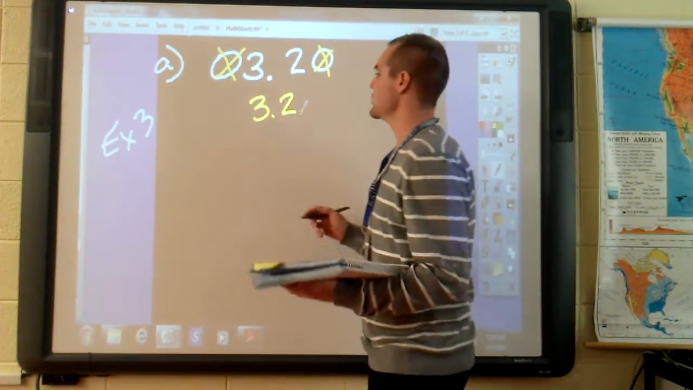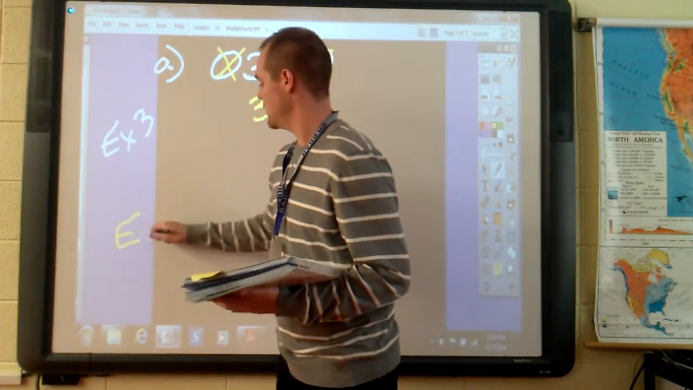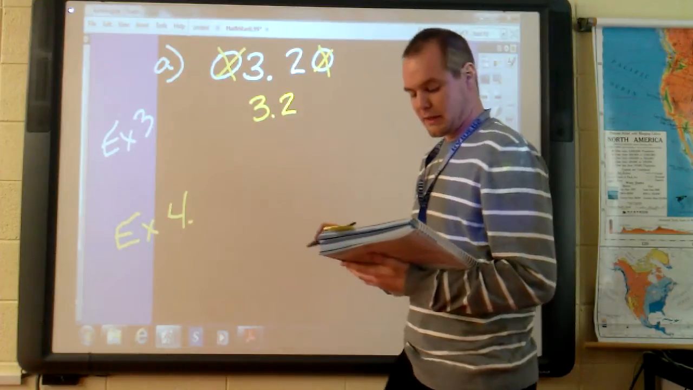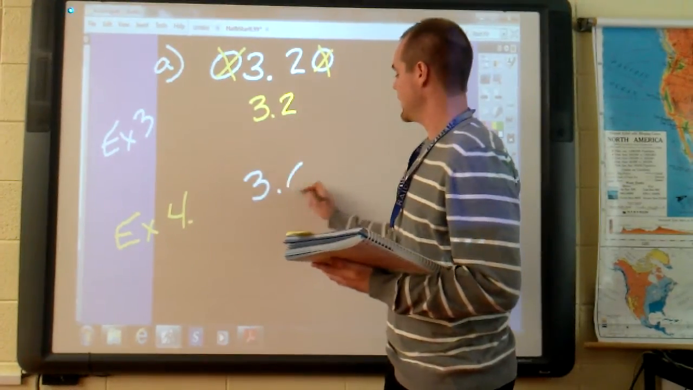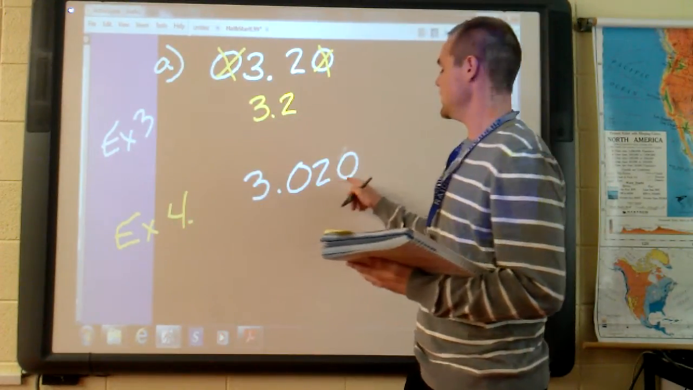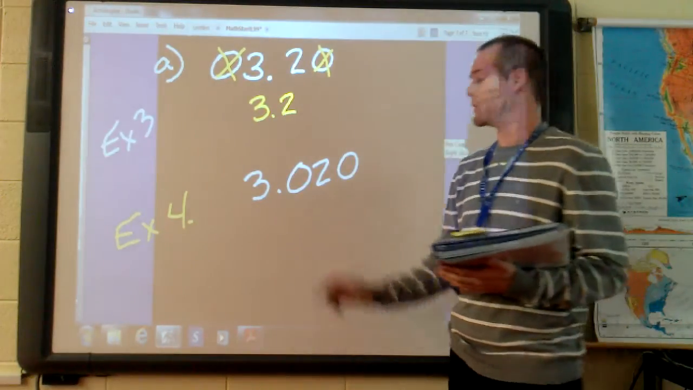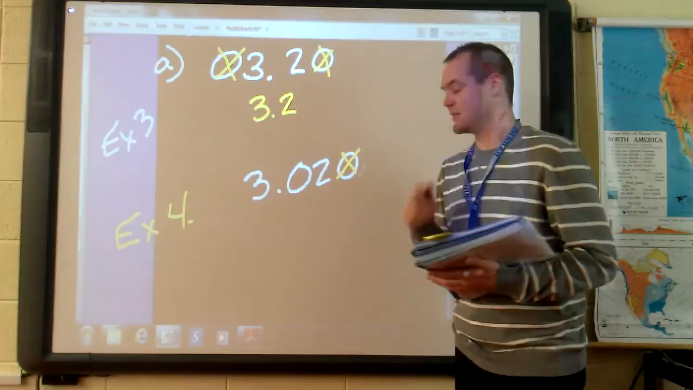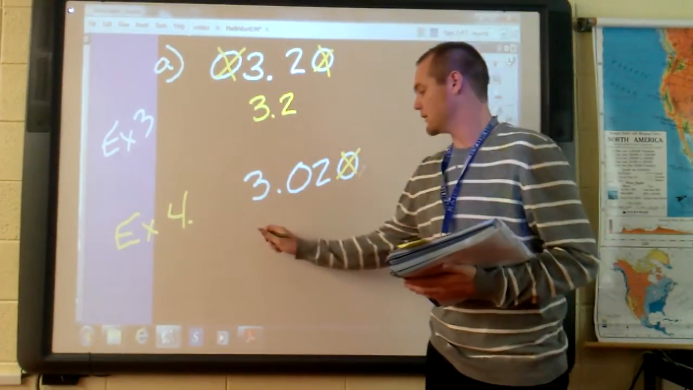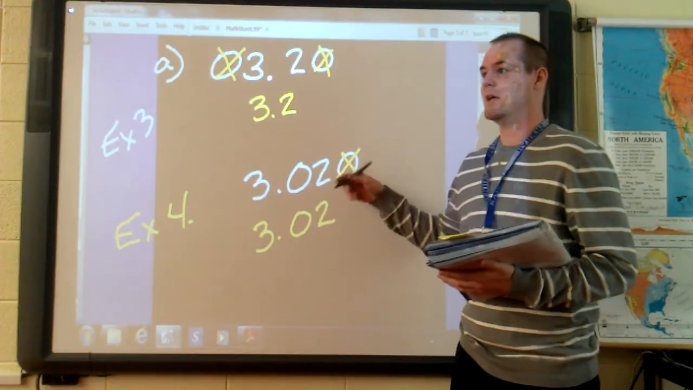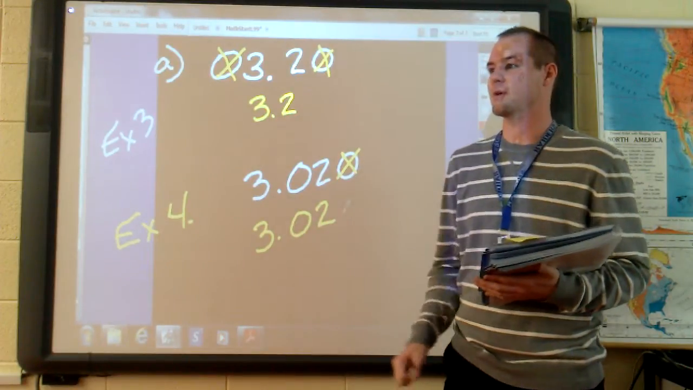Okay, the next one, let's do this for example 4. Okay, example 4, it gives us the number 3 and 20 thousandths. Now which zeros can we remove without changing the value? Can we remove this 0 without changing the value? Yes. Okay, it falls on the end of the last decimal number.